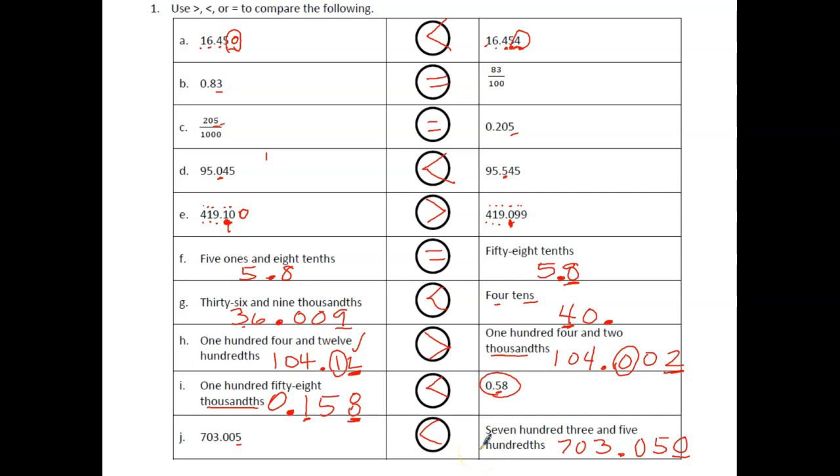We'll look at that for number 3. So once again, 703 and 5 thousandths is less than 703 and 5 hundredths, or we can call this 5 hundredths, 50 thousandths. All right, let's go ahead and look at the next one.